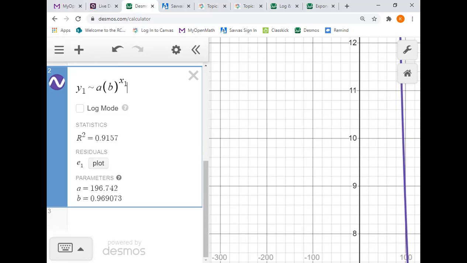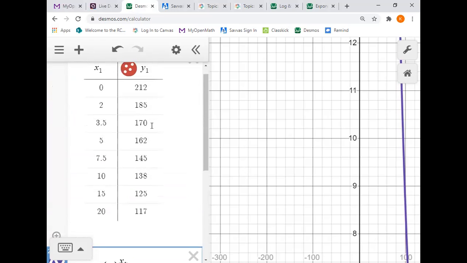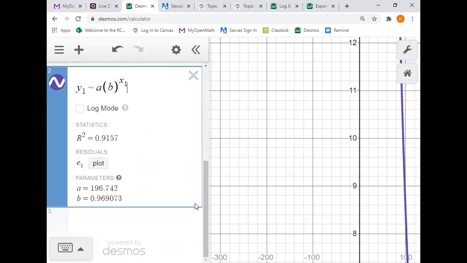So let me see, I'm going to write that down, the equation again. If I've typed everything in correctly, let me double check my data. 0, 212, 2, 185, 3.5, 175, 7.5, 162, 10, 145, 15, 138, 20, 125, and 25, 117. Okay, that data is all typed in right. And the equation they're suggesting is 196.742, and I'm going to use all the decimals that I have to be as accurate as possible, times 0.969073 to the power of x, just like it shows right there.